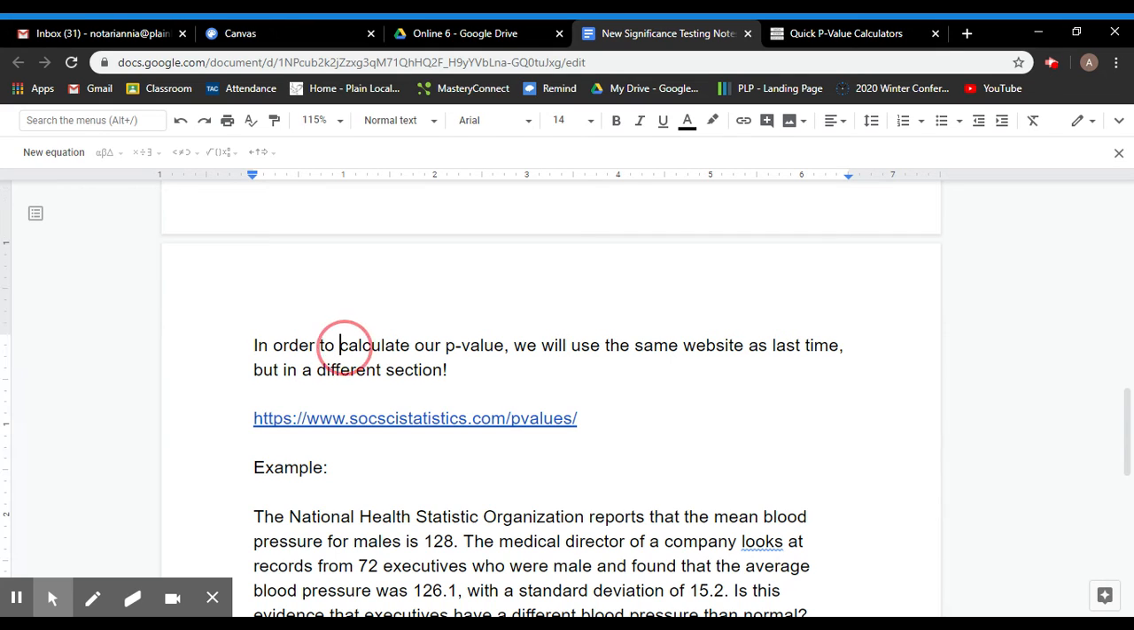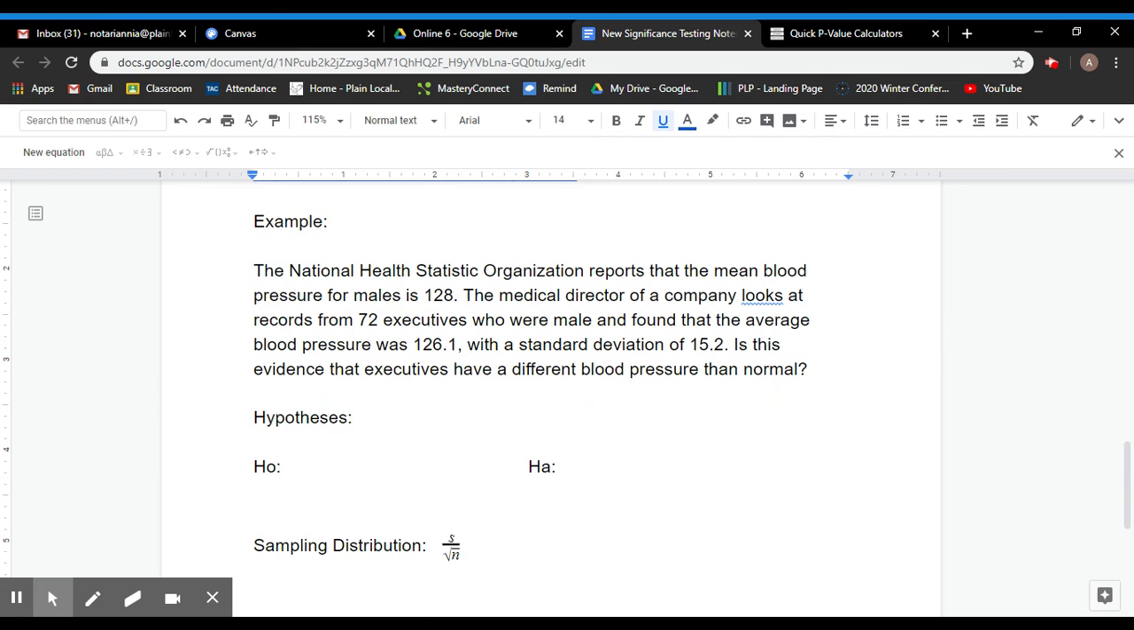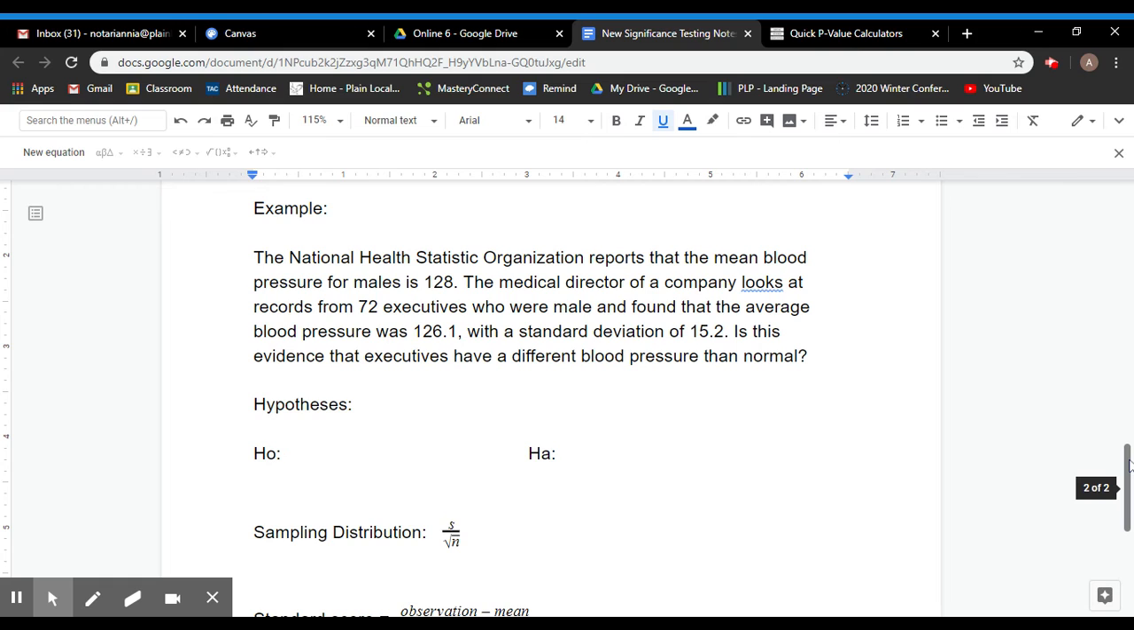So in order to calculate the p-value, we're going to be using the same website that we used for chi-square testing, except it's a little bit different. It's just a different section of the website, but we'll get to that when we get to it. So here is the first example we're going to work with. I'm not going to talk much more about the mechanics because we've already gone over significance testing. When we were in school, we've already taken notes on that, so I'm just going to hop right into an example.